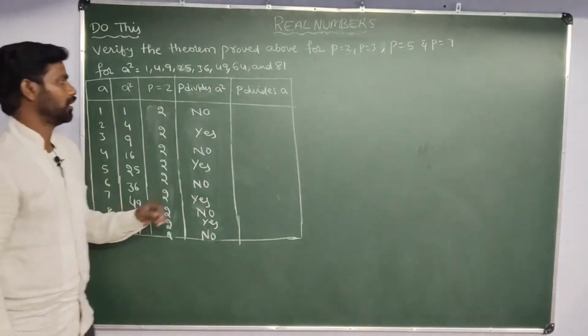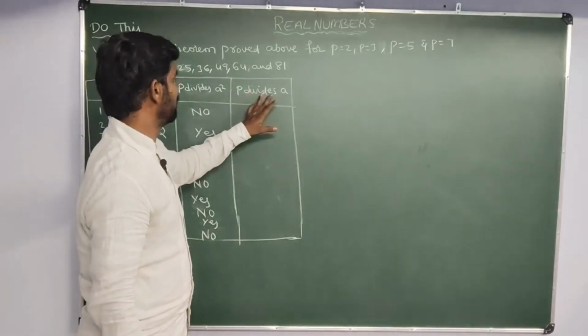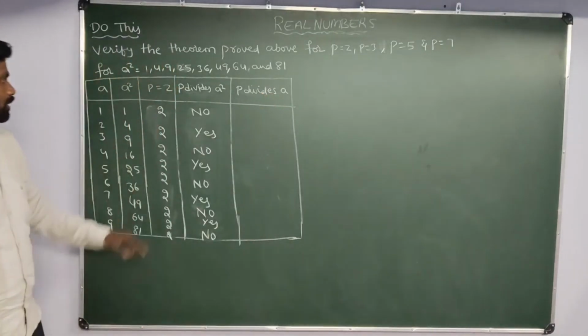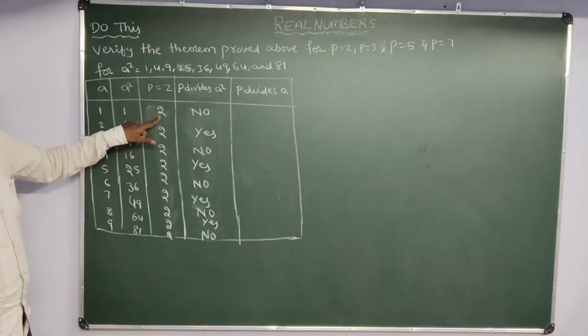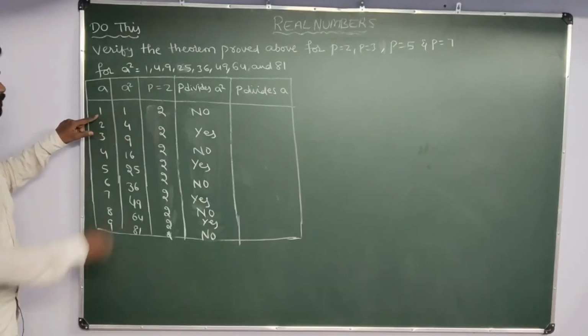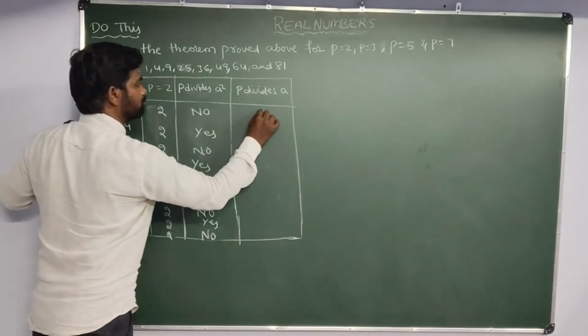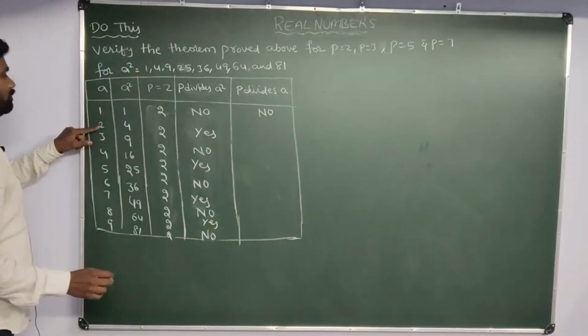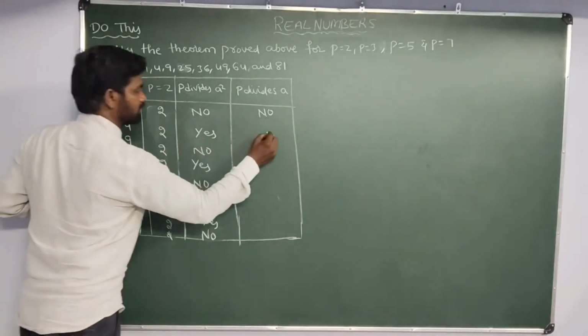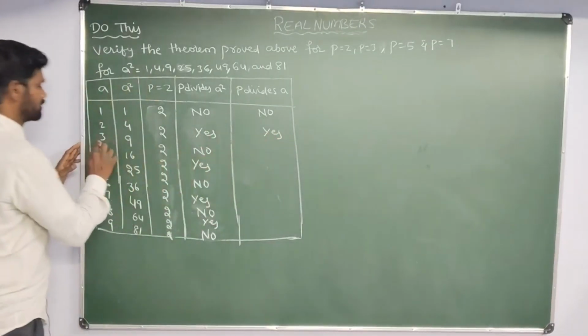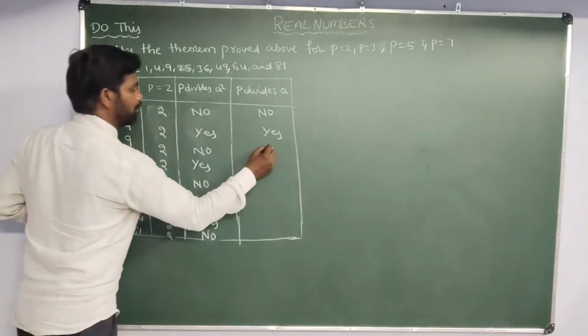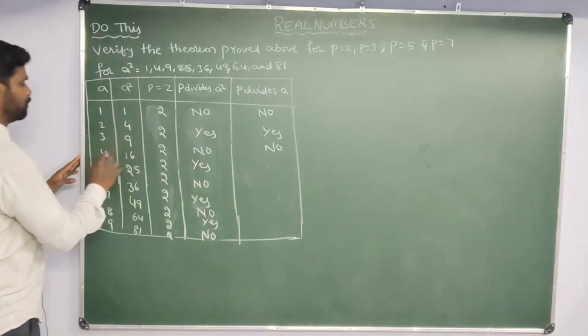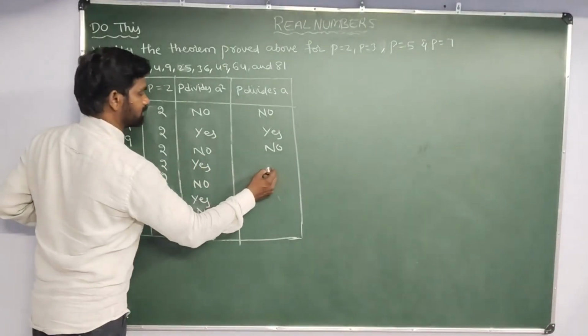Okay. Now we have to check whether p divides a or not. So what is the p value? The p value is 2 and the a value is 1. So 1 divided by 2? No. Is 2 divided by 2? Yes. Next, 3 divided by 2? No. Next, 4 divided by 2? Yes.